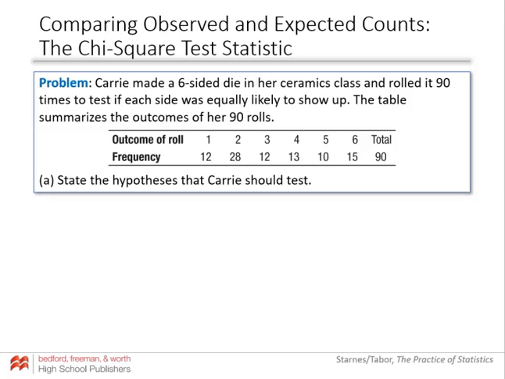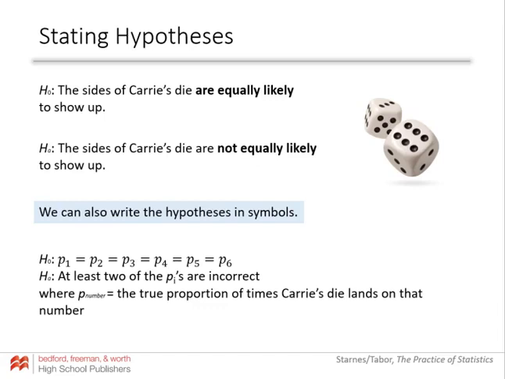All right. So, the hypotheses for a goodness of fit test. The null hypothesis is that the sides of the die are equally likely to show up, and the alternative is that they are not equally likely. So you can write those words, that is perfectly acceptable. You can also use some mathematical symbols.